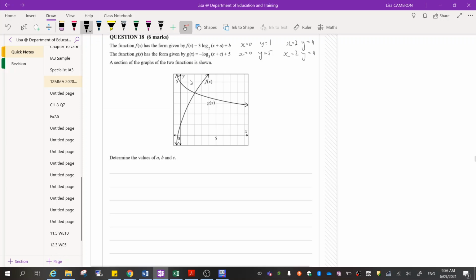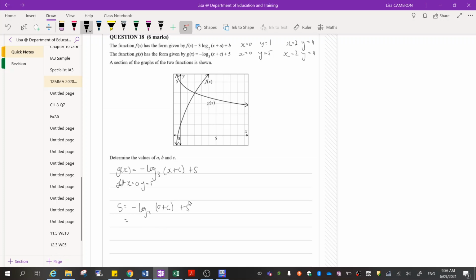So let's begin by looking at g(x) because it's got fewer unknowns. So g(x) equals minus log base 3 of (x plus c) plus 5. So I'm going to start by letting x equal 0, y equal 5. So that gives me 5 is equal to minus log base 3 of (0 plus some constant) plus 5.